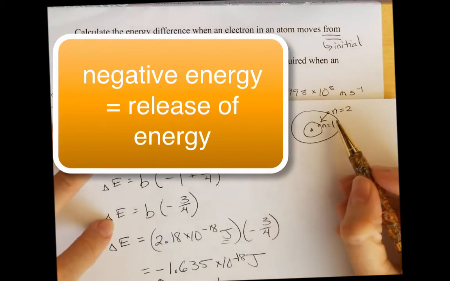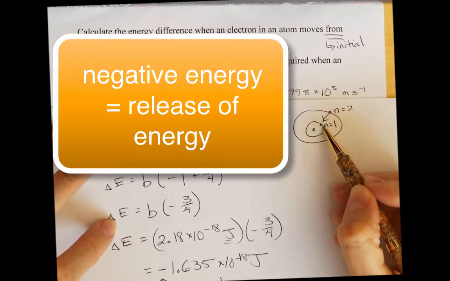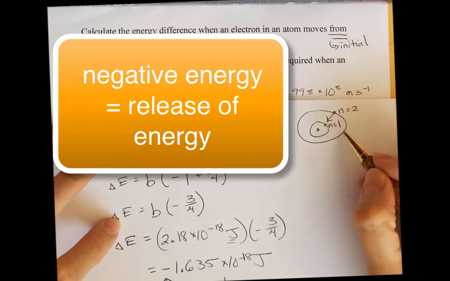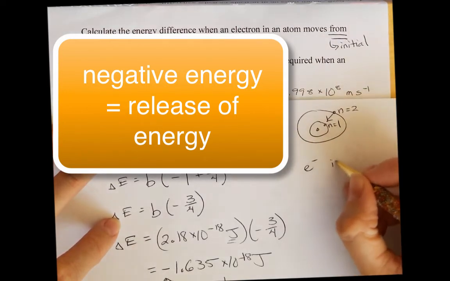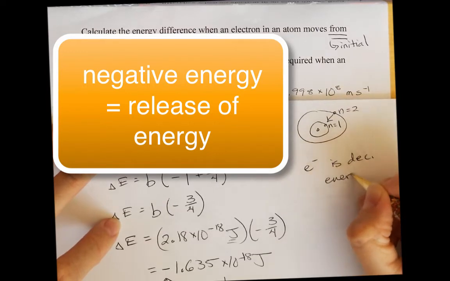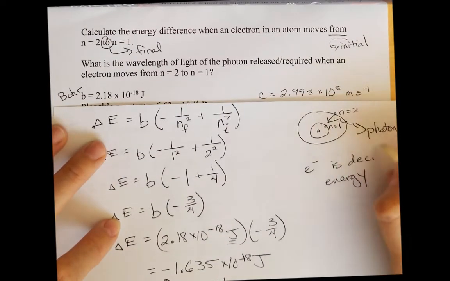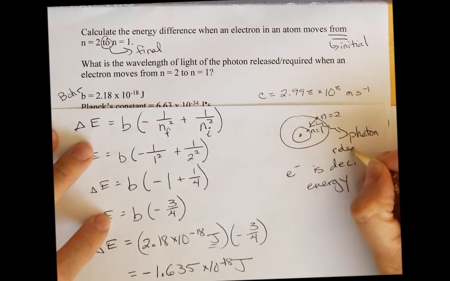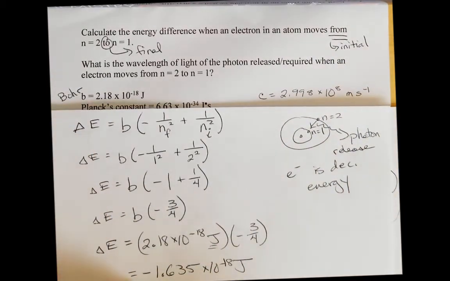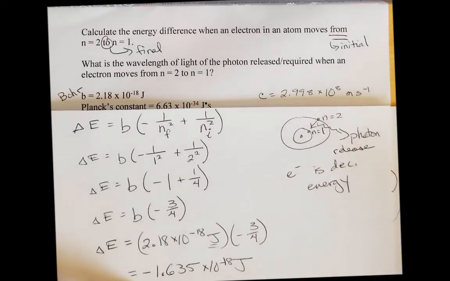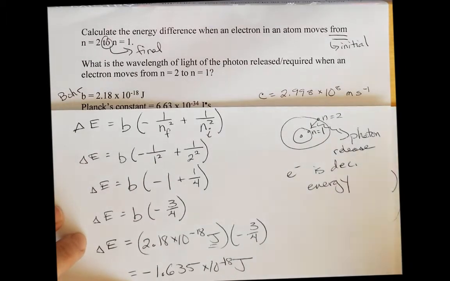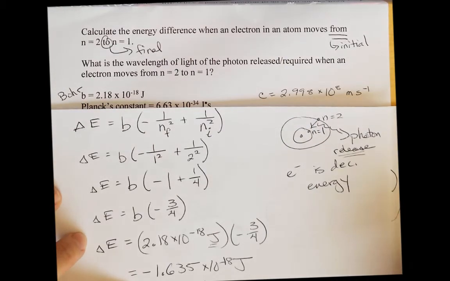So I said earlier that we're moving from n equals 2 to n equals 1. This is decreasing in energy. Since my electron is decreasing in energy, that extra energy has to go somewhere. So since the electron is losing energy, that extra energy is going to come out. Since that energy is being released, I am going to release a photon. So since this is negative, this tells me that my electron is decreasing in energy. Since my electron is losing energy, that energy has to be released somehow. So since I've got to release energy, I'm in fact going to release a photon of sorts.